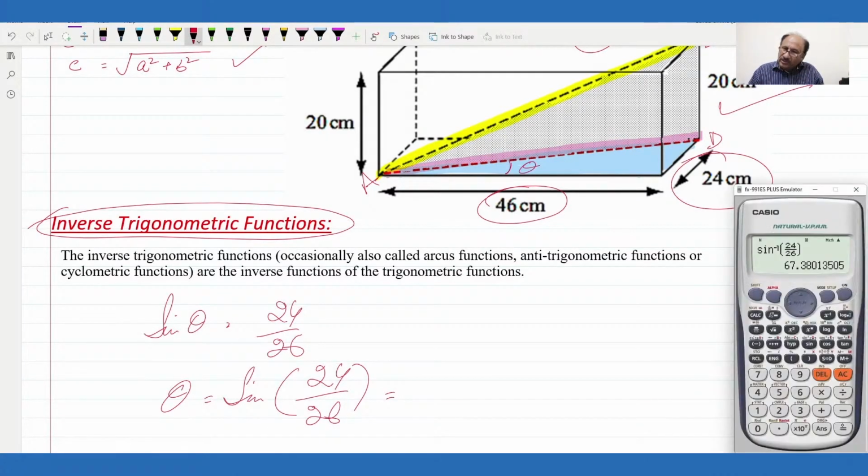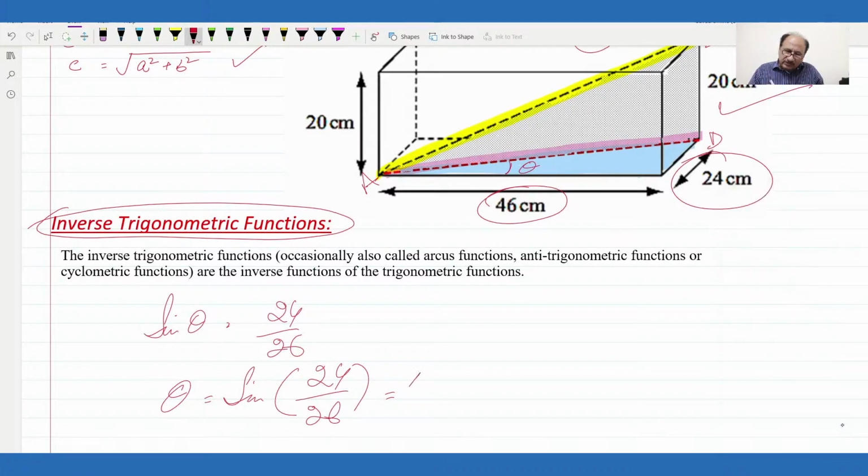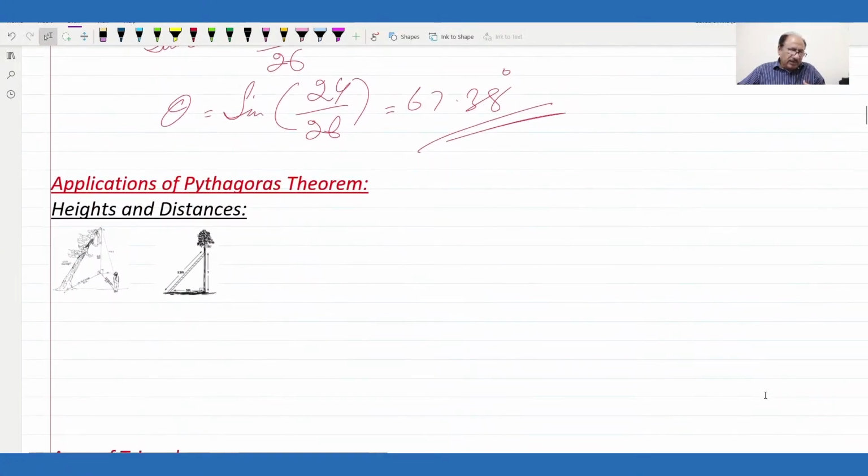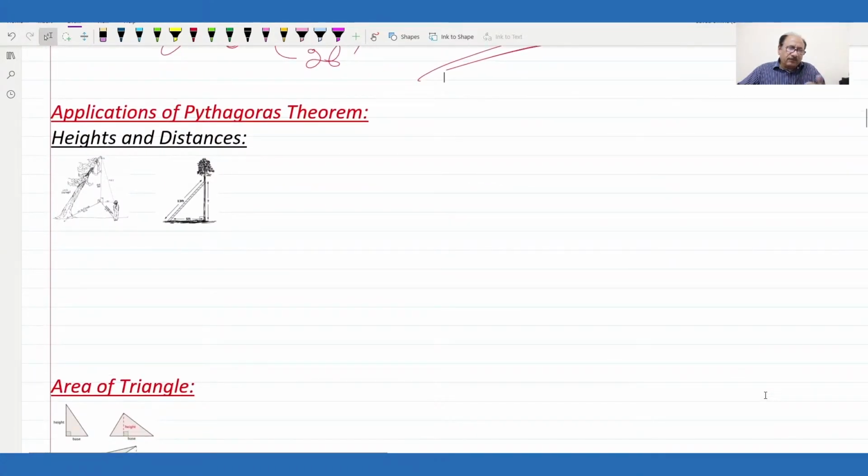So this is how we can check: 67.38 degrees. This is how inverse trigonometric ratios work; wherever we need to find the angle in degrees, we go for inverse trigonometric functions. So next is applications of Pythagoras theorem.